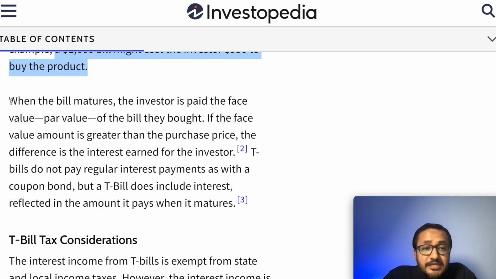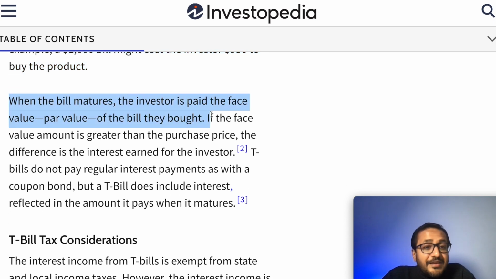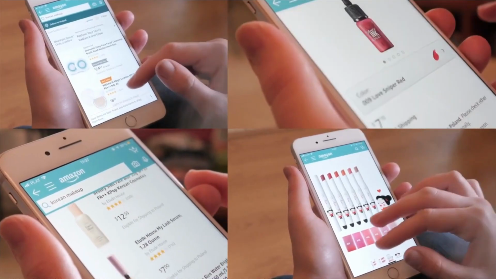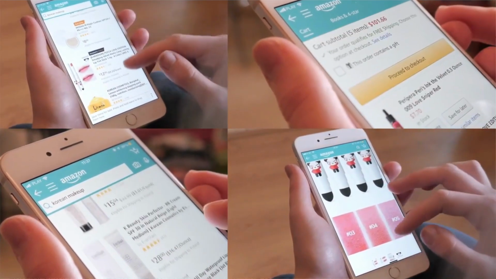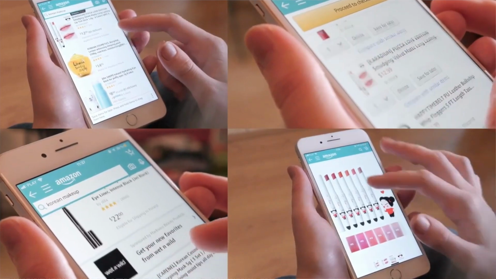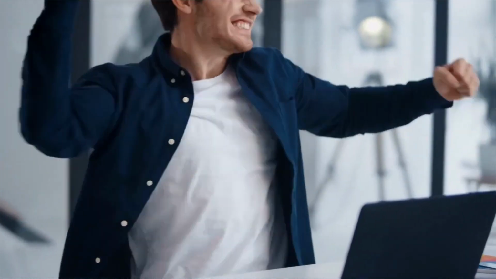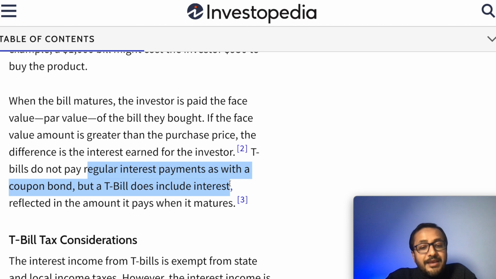When the T-bill matures, the investor is paid the face value or the par value of the bill that they bought. If the face value is greater than the purchase price, the difference in the interest will be earned by the investor. T-bills do not pay regular interest payments like a coupon bond, but the T-bill does include the interest reflected in the amount that it pays at maturity to the investor.